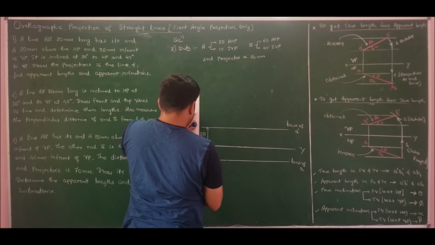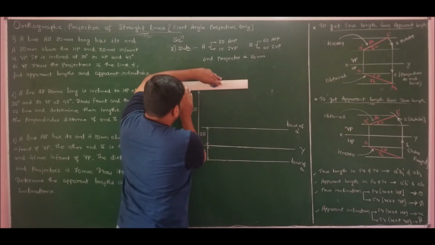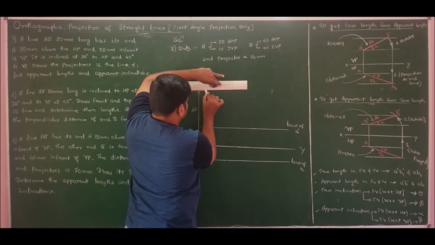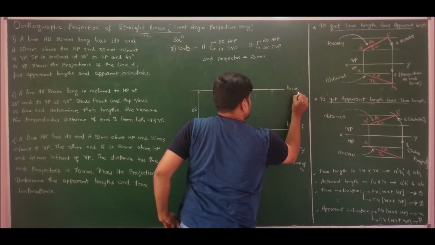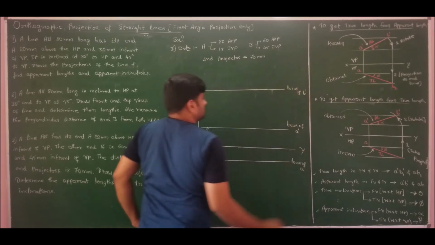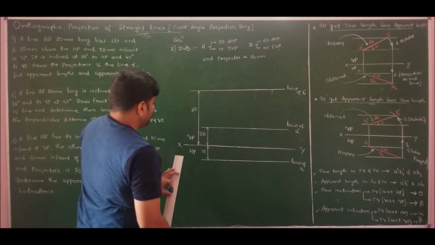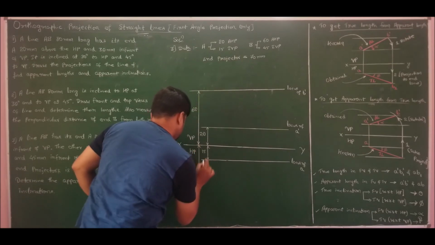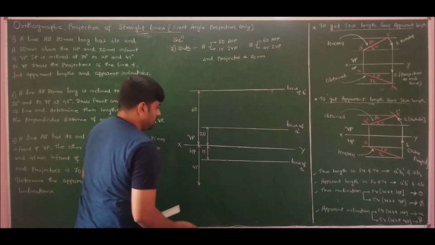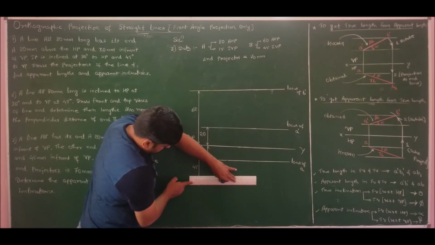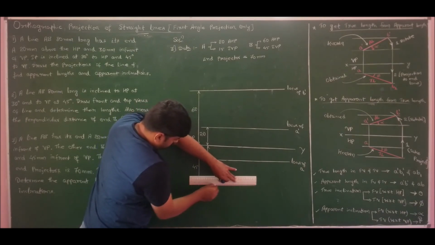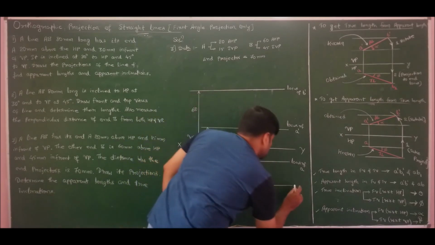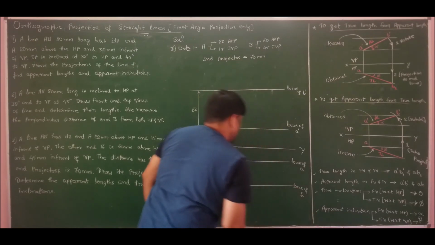Measure 60 mm above HP. Fix the locus, which gives us locus of B dash. Mm in front of VP. So draw 45 mm on HP, which gives us locus of B. So fix the locus of B also. This gives us locus of B.